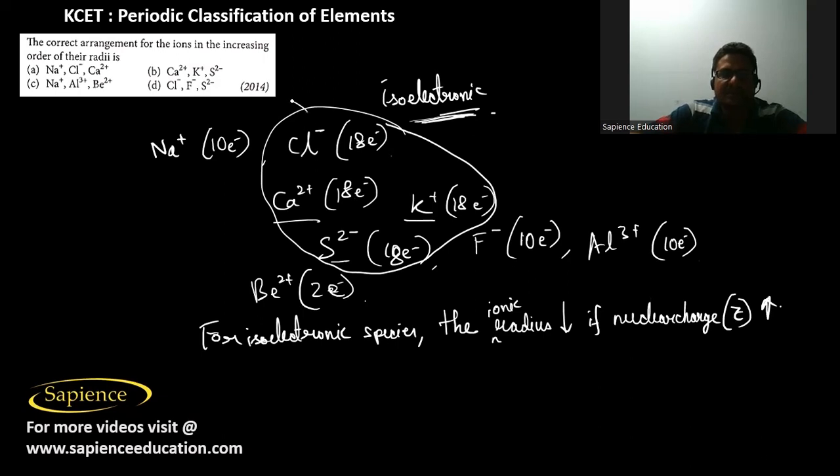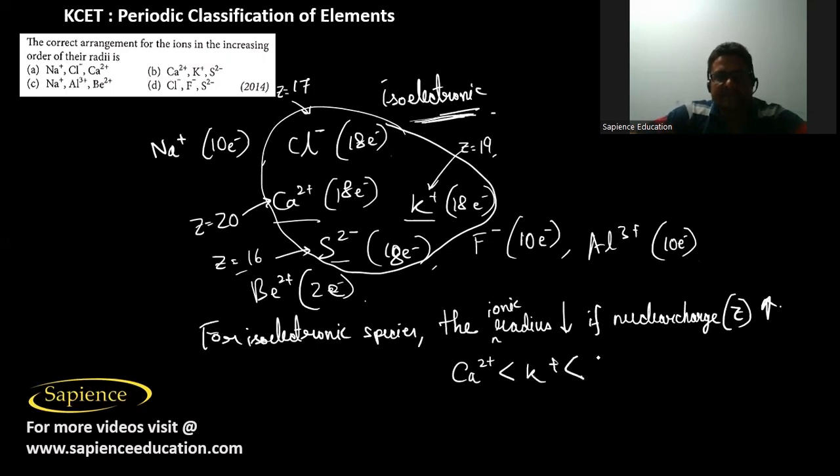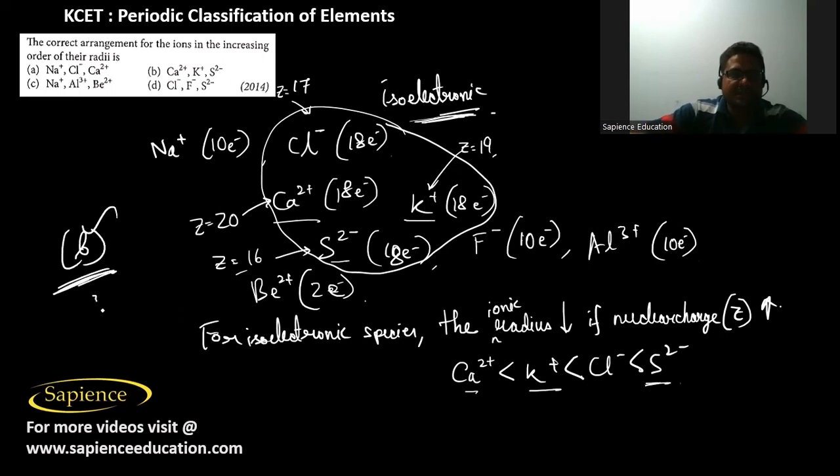So the atomic number of chlorine is 17. The atomic number of calcium is 20, Z equal to 20. For potassium, Z is equal to 19. For sulfur, the atomic number is 16. So the nuclear charge is highest for calcium, so for calcium the ionic radius will be the least. And then K plus, then Cl minus, and then S2 minus. So Ca2 plus less than K plus less than S2 minus. So option B is the correct answer, since it says Ca2 plus, then K plus, then S2 minus. The ionic radius will increase in this order only.